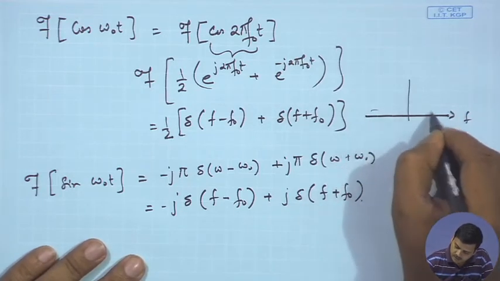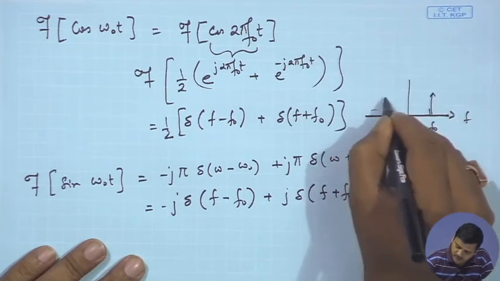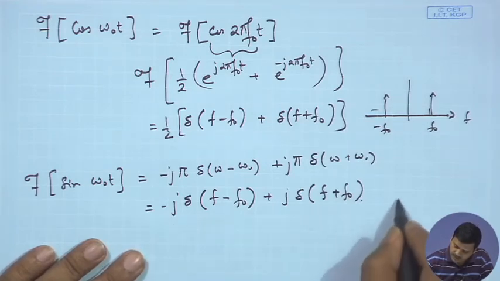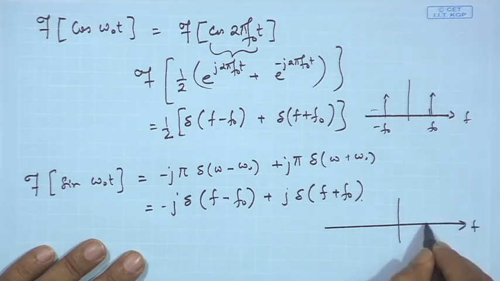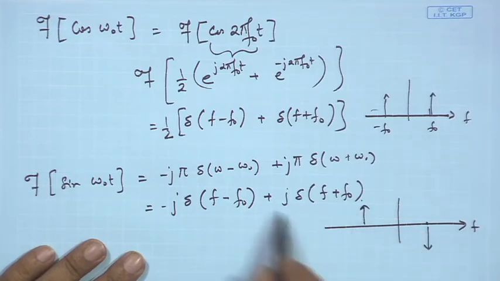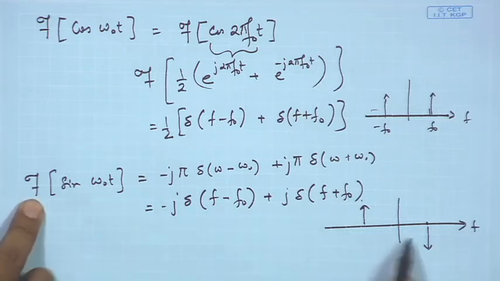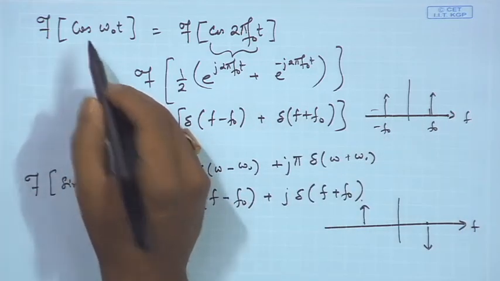an impulse at f naught, and an impulse at minus f naught. In the f axis, at f naught it will be in the reverse direction, and at minus f naught it will be in this direction. So, this is how the Fourier transform of sin omega t appears, and this is how the frequency domain representation of cos omega t appears.